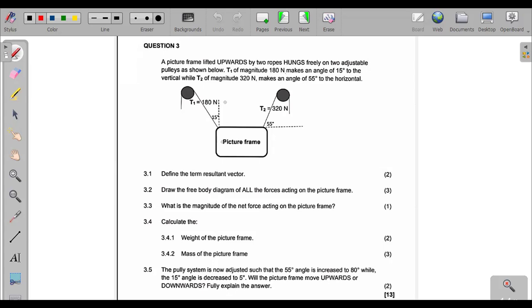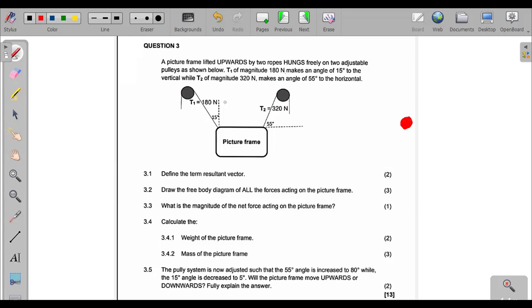3.2, draw a free body diagram of all forces acting on the picture frame. We shall indicate our picture frame with a dot for the free body diagram. Then all forces, whenever we are drawing a free body diagram, must start at the dot and go towards their correct direction.